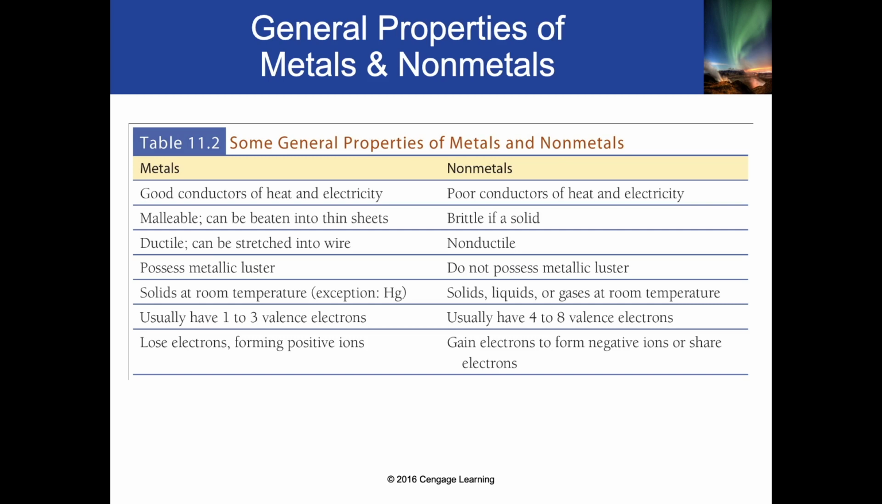Then there are nonmetals. They're poor conductors of electricity and heat. We already knew that. They're very brittle if they're a solid. Non-ductile, which means they can't become wire, right? They do not possess any luster. Their solids, liquids, and gases are all at room temperature. So for nonmetals at room temperature, they can be solids, liquids, or gases. And this is the interesting thing: metals have 1 to 3 valence electrons, which we'll talk about in just a second, but nonmetals usually have 4 to 8 valence electrons.